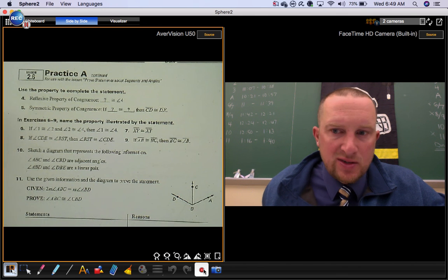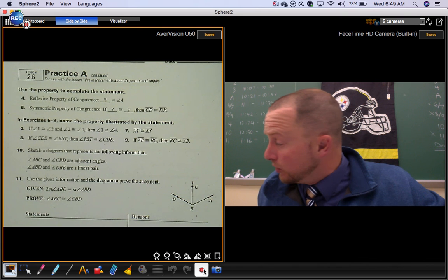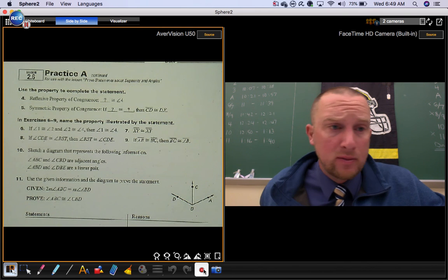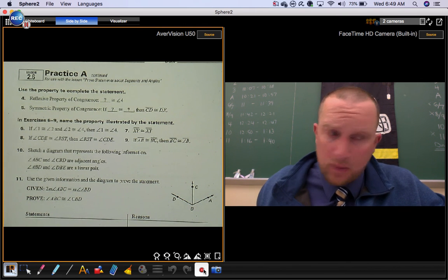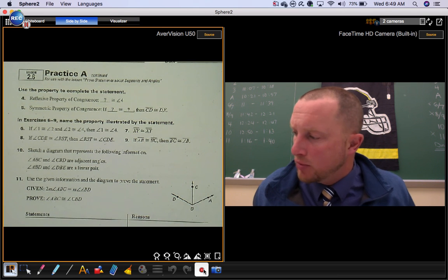For section 2.6, this is the back of the worksheet. We're going to look at numbers 4 through 10. Okay, so number 4, they're asking you what the reflexive property of congruence is.